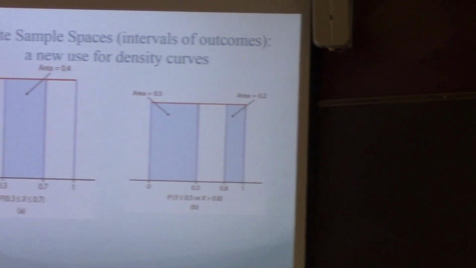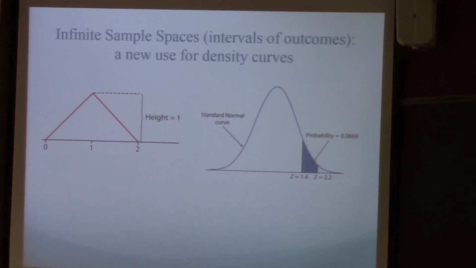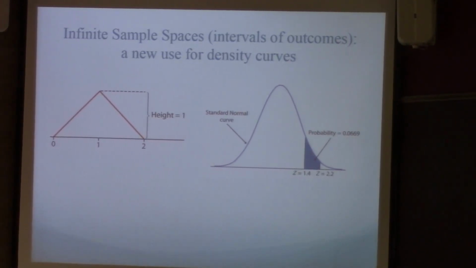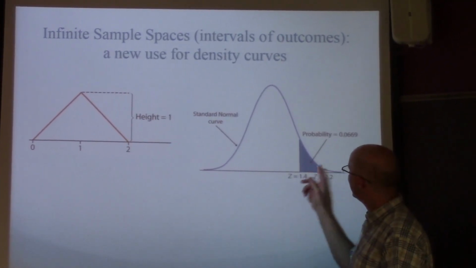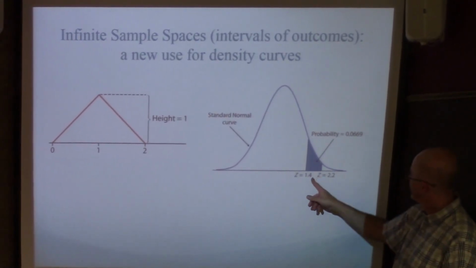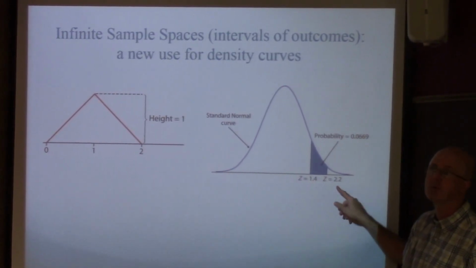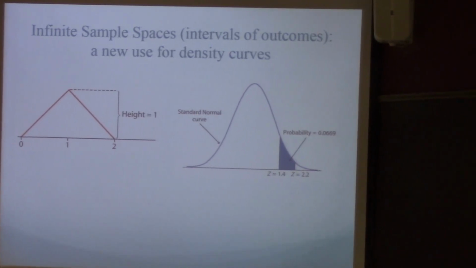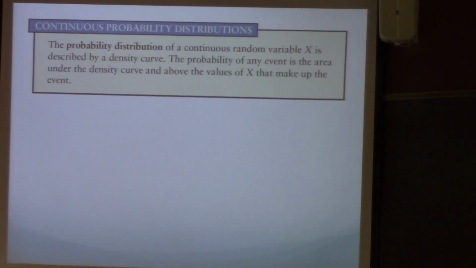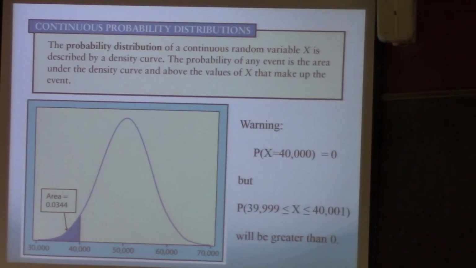You can do this with normal curves as well, or triangular distributions, making sure in any situation where you're using a density curve to model probabilities that the total area under the curve is 1. That's analogous to probabilities adding to 1. And again, the area is the answer. In a situation like this, the area of that is going to be the probability that Z is between 1.4 and 2.2. Hang with me here for another minute or two. We're going a little over time. For continuous probability distributions, it's the area.